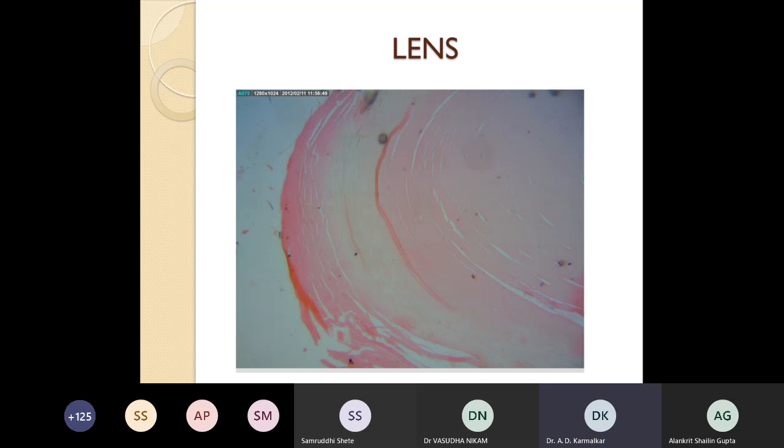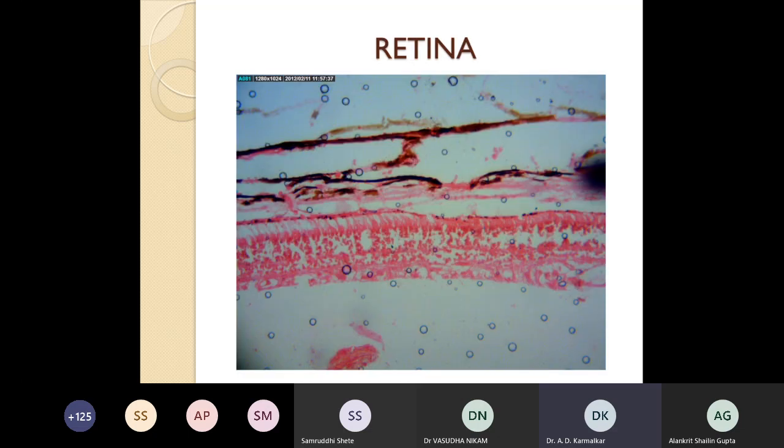This is the slide of the lens. You can see these are the lens fibers which I am seeing here. It is a part I have shown here. The central part is called the nucleus, and the peripheral part is occupied by new fibers. The lens fibers are stained eosinophilic. So this is the slide of the lens, and lastly, this is the slide of the retina.